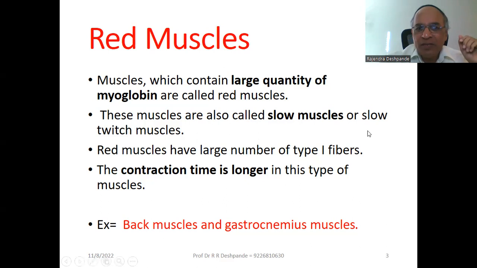Okay. Red muscles have type 1 fibers, which I'm going to tell you about. Type 1 muscle fibers, of course. The contraction time is longer in this type of muscle.